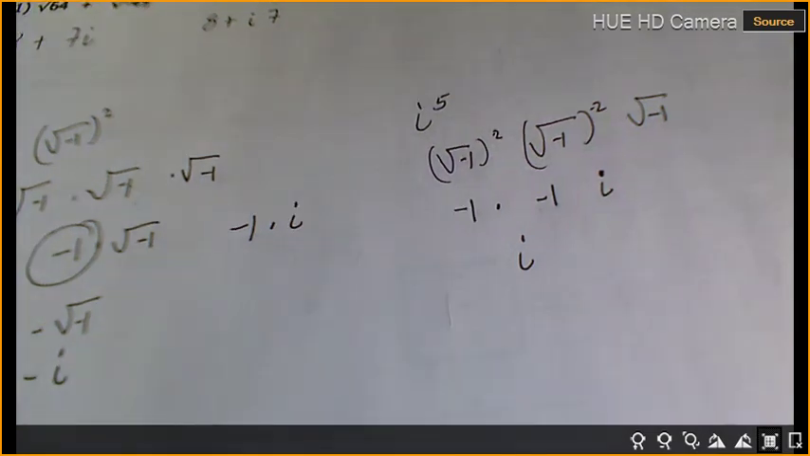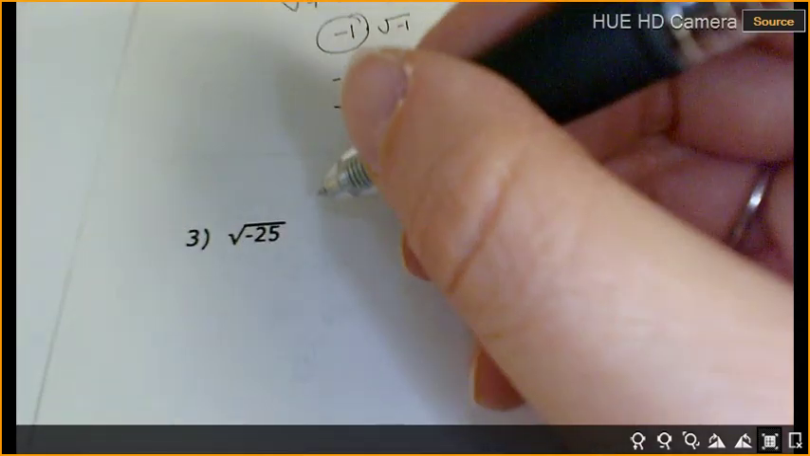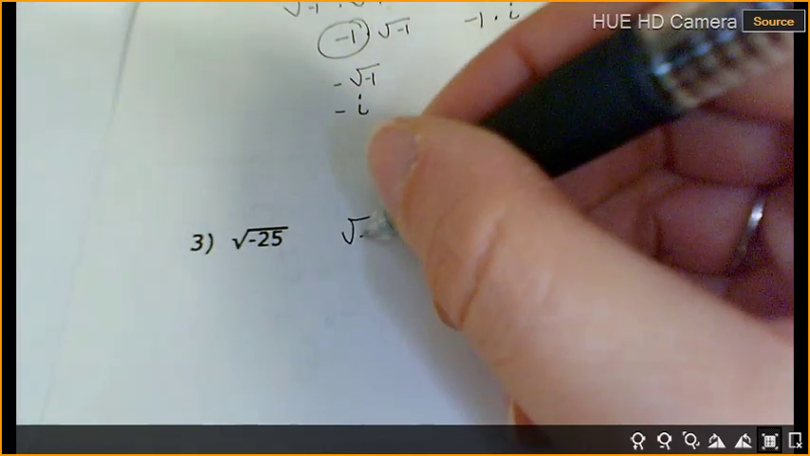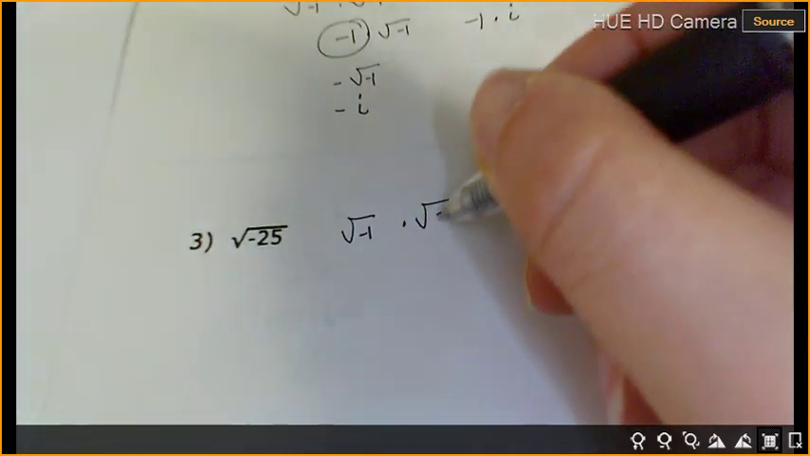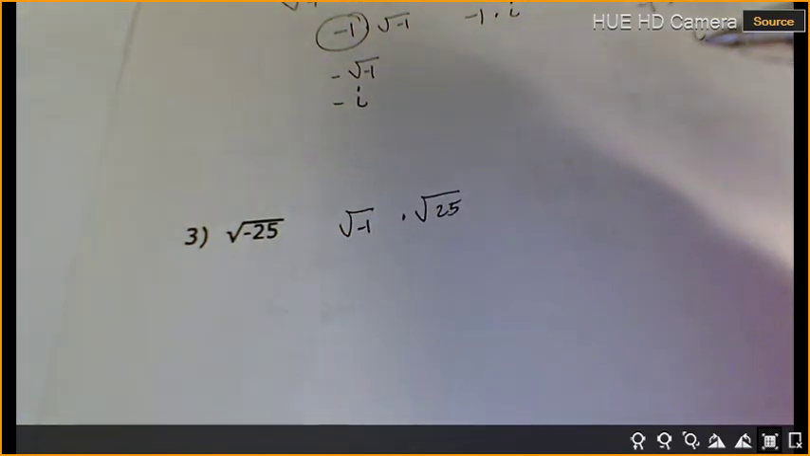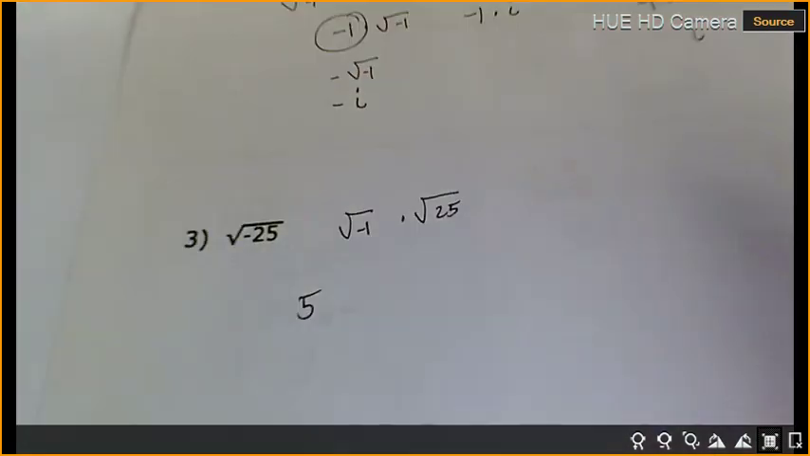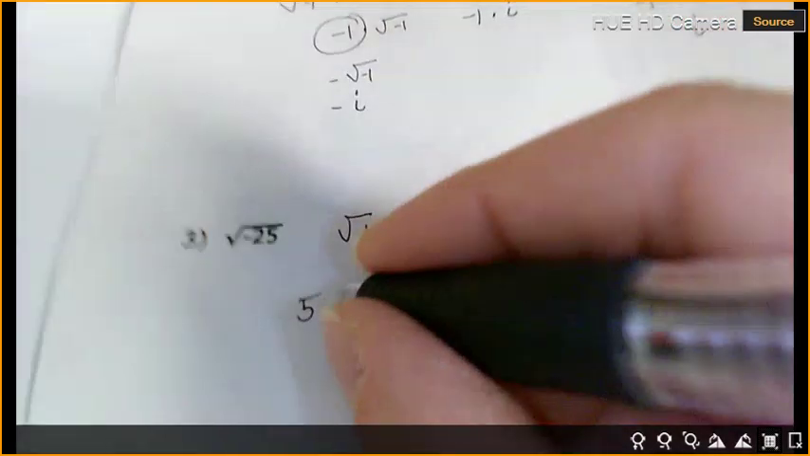Okay. Number 3. Negative square root of negative 25. It's like the square root of negative 1 times the square root of 25. Or we could just skip right to what? What's the square root of 25? It's got a negative on the inside, so what has to go next to my 5? i.